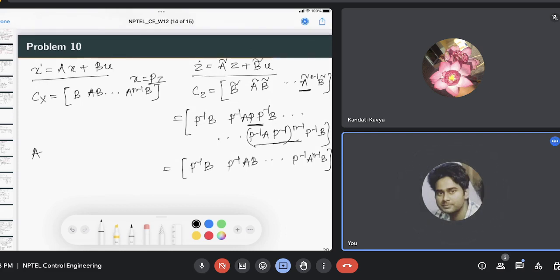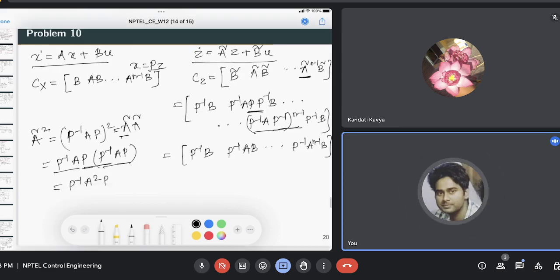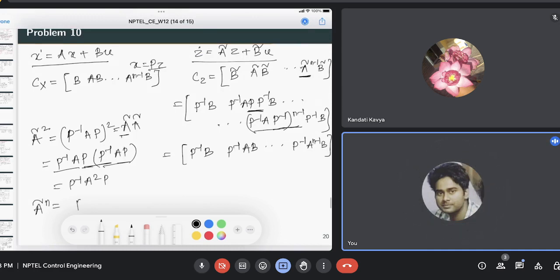For example, a tilde squared will be what? P inverse a P, multiplied again with P inverse a P. This is a tilde, and this is a tilde, so this P will cancel out, and it will be P inverse a squared P. Similarly, a tilde to the power n will be P inverse a to the power n minus 1 P. So you see that P inverse you can take common, and it will be b, a b, up to a to the power n minus 1 b.